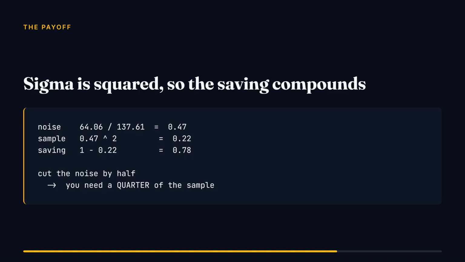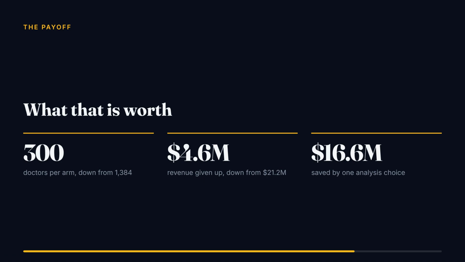Here is why that is worth so much. Sigma is squared. The noise fell to 47% of what it was, and 47% squared is 22%. So the sample falls to 22%. 1,384 becomes 300, 21.2 million becomes 4.6 million, $16.6 million saved on a $900 per prescription assumption that I state openly because it is an assumption and not a measurement.